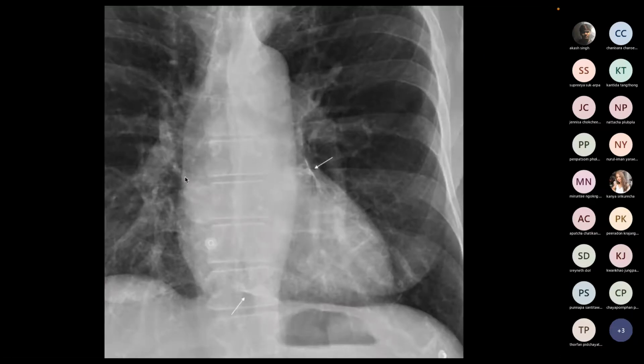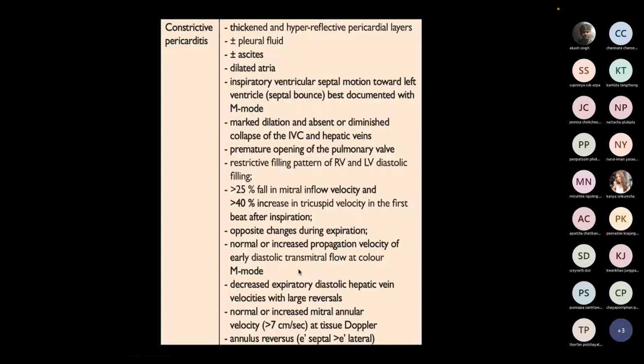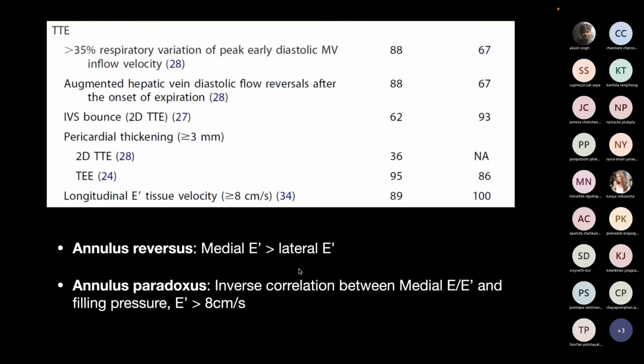On X-ray, if it happens for a long time, we can see that there's some calcification over the pericardium at the arrows pointing. We'll go through all of these.